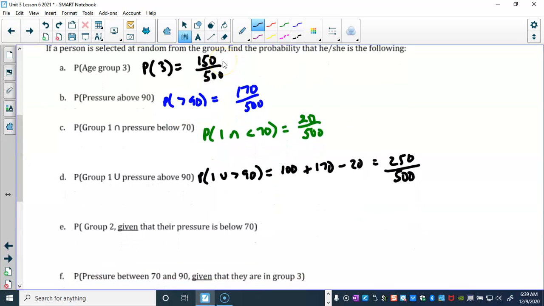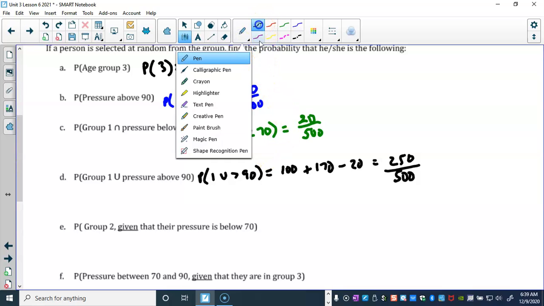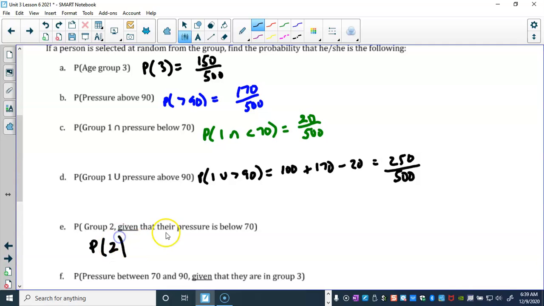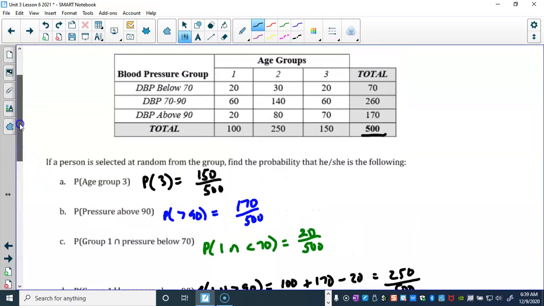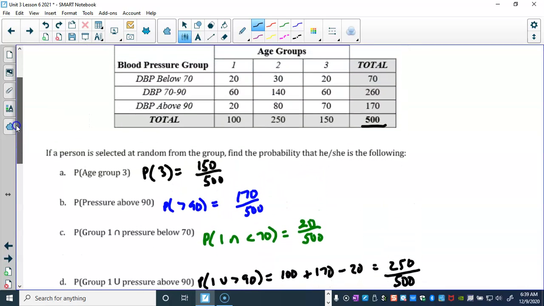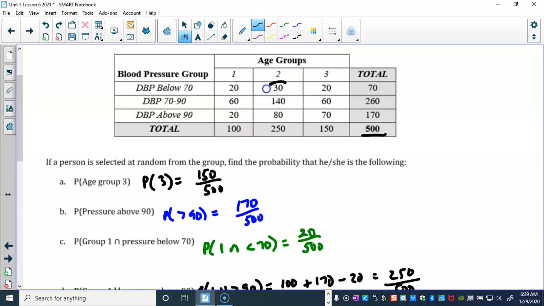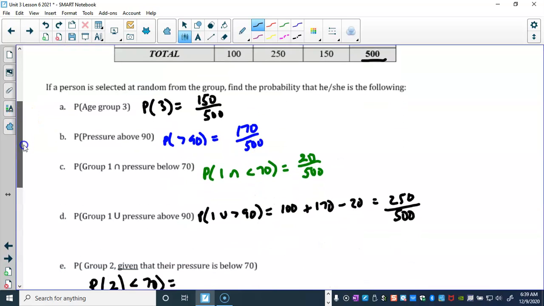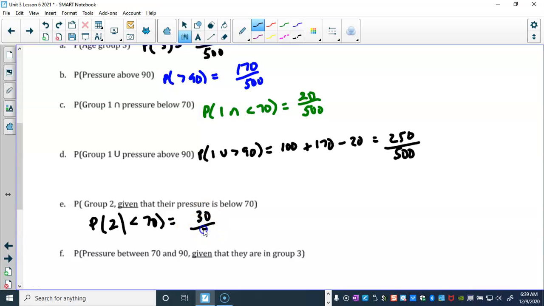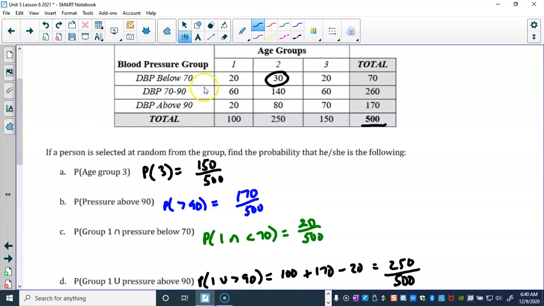So now given, and the cool part of when we have a table and we have a given, it makes it a little easier for us. So the probability is group 2 given that the blood pressure is below 70. So the and, group 2 and below 70 is 30 out of 500. So that's going to be divided by being below 70, I'm sorry, below 70 is 70 out of 500.